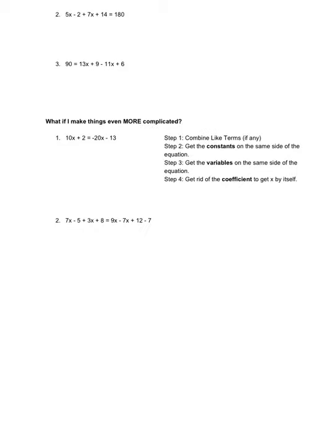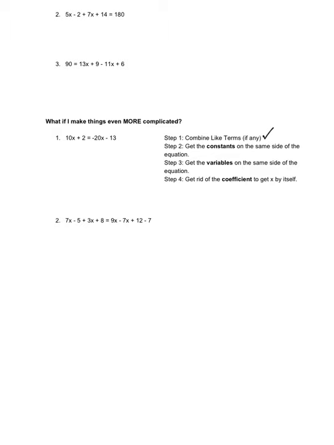So now we are looking at equations that have a variable on both sides. That means there's an x on both sides of the equation. So step one isn't changing. We still combine our like terms. All right, so let's look at each side. 10x and 2, and those can't be combined. Negative 20x and negative 13, those can't be combined either. So I'm done with step one. There is nothing to combine for number one.